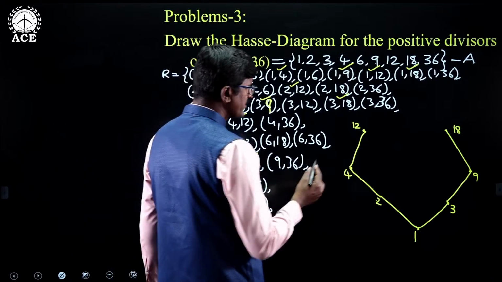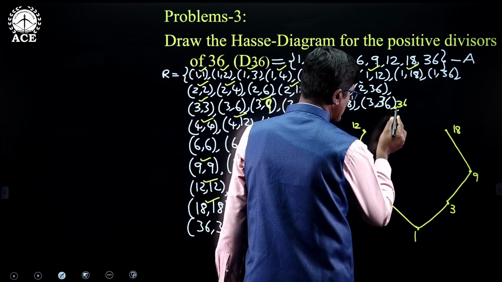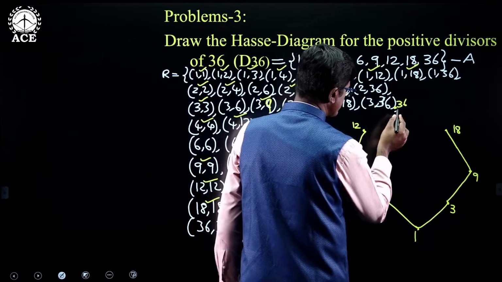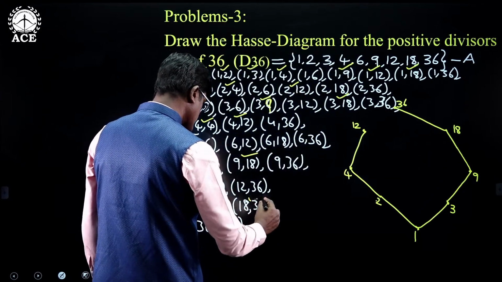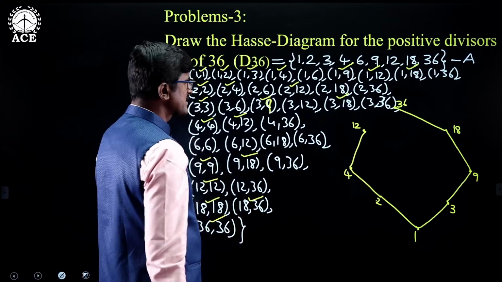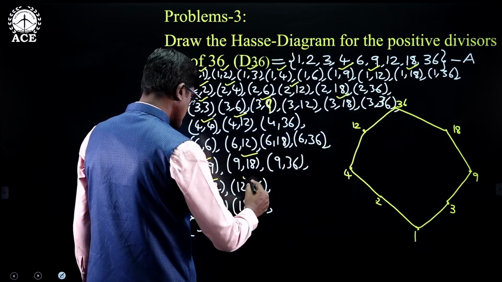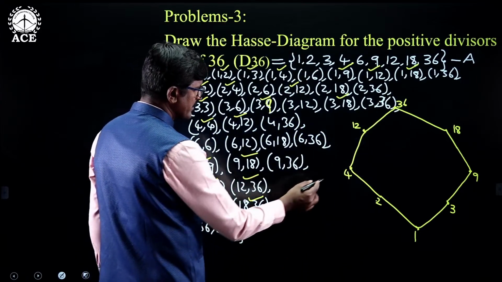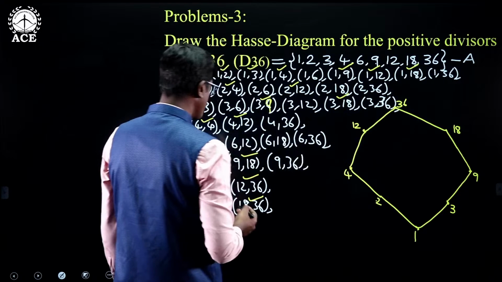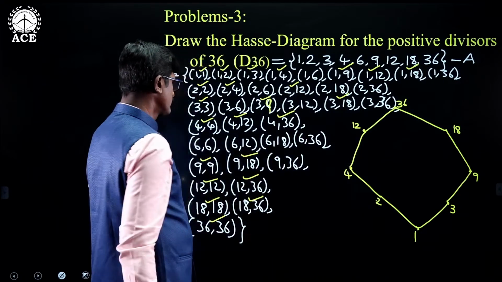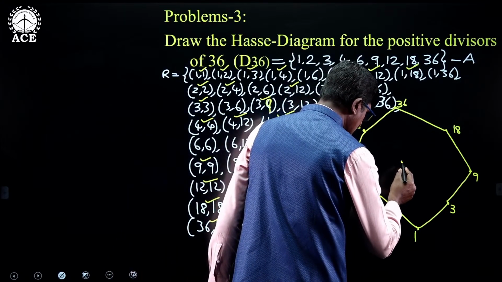Next, 36. I am taking 36 here. So this is 3 comma 36. 18 comma 36 is over. 36 comma 36 is over. Next, 12 comma 36. 12 comma 36 is over. Now, there is a relation from 4 to 12 and 12 to 36. Therefore, there will be the relation from 4 to 36. Over.